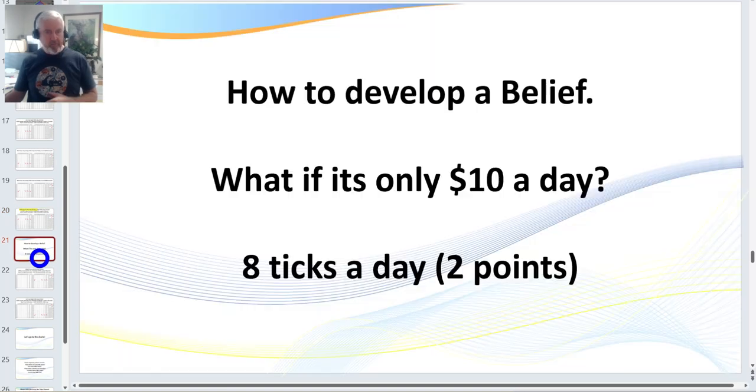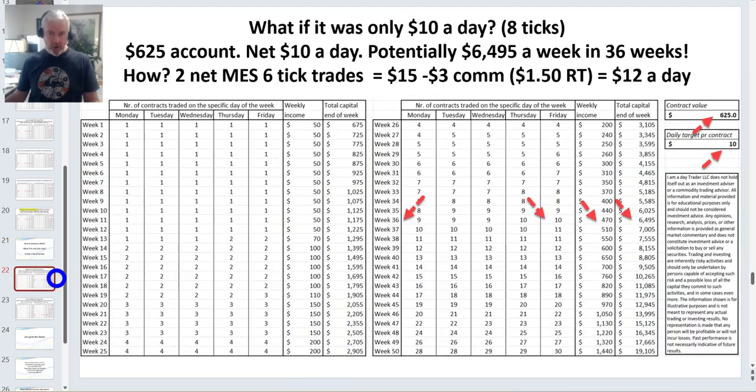Now what if you've blown your account a number of times and you're suffering belief that, hey, I don't know if I can really do this? Well, what if you started going for only $10 a day on the micro?